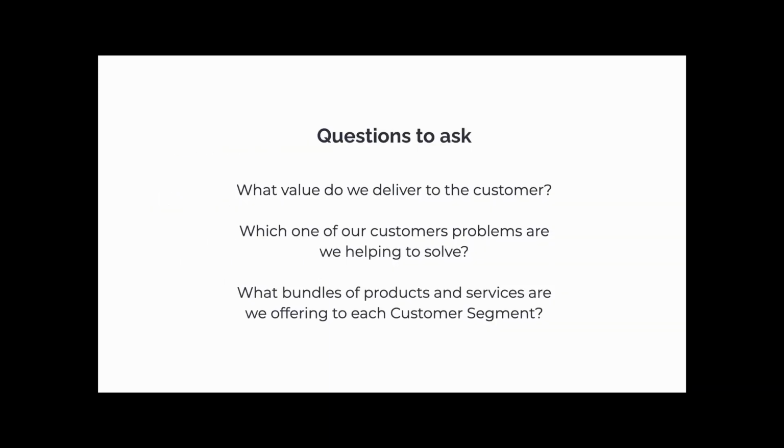So questions to ask when you're coming up with your value proposition. And again, there's an entire book on this. So we're taking this balcony level view, but what value do we deliver to the customer, right? Which one of our customer problems are we helping to solve? And what bundles of products and services are we offering to each customer segment? Right, so this last question is specific for co-ops or groups that are going to have different customer segments. So again, we want to get a little bit granular and address each customer segment.